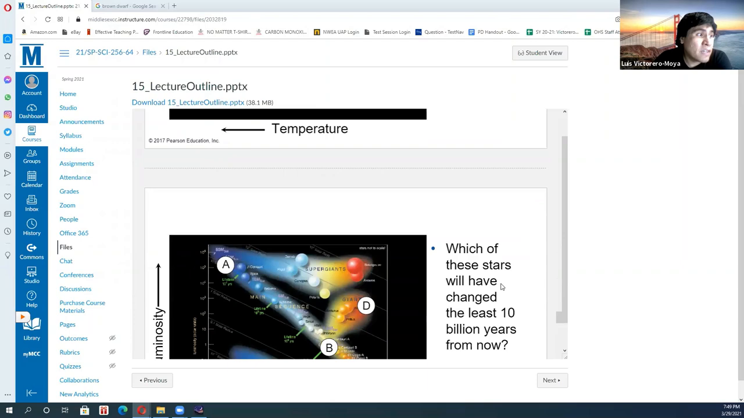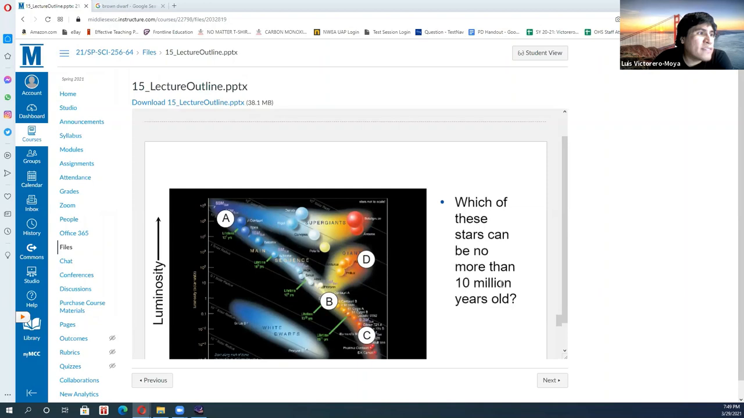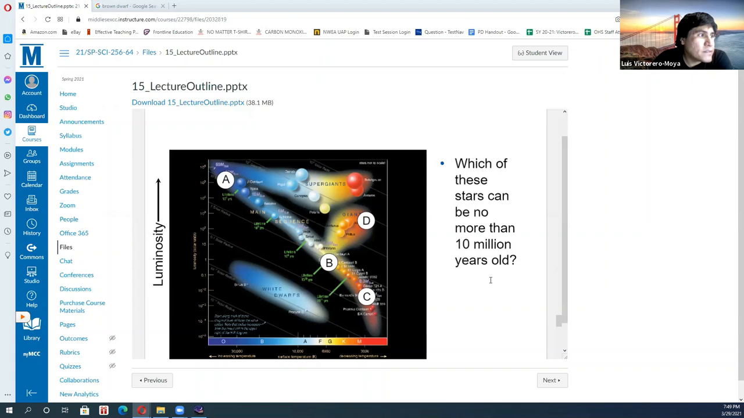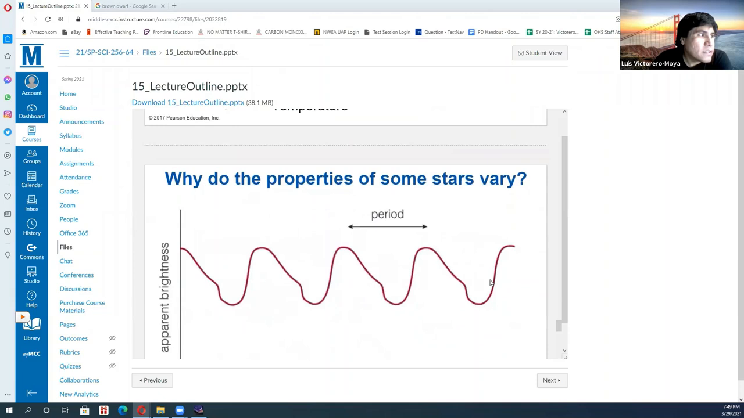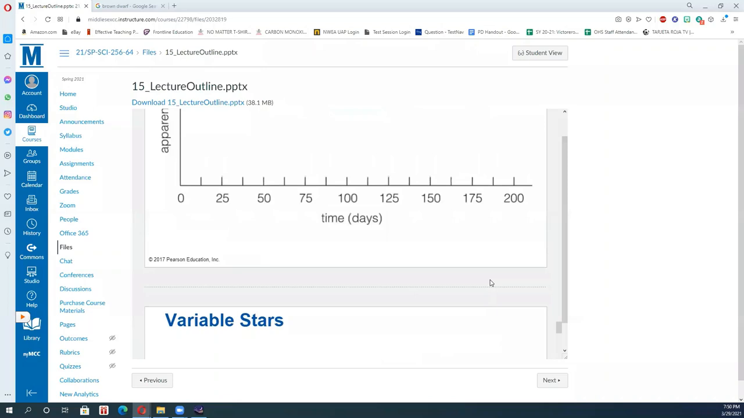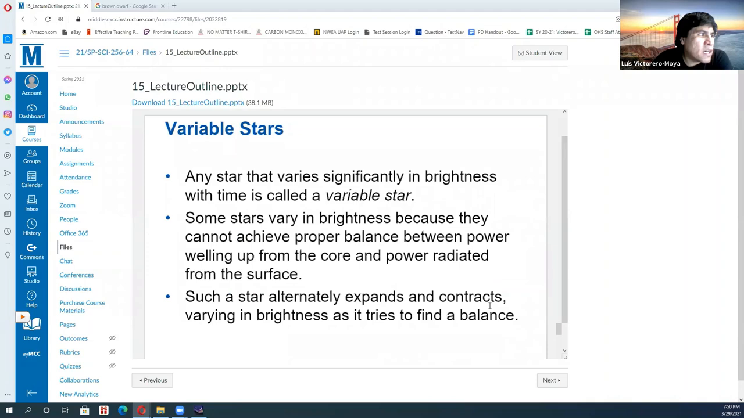Excellent. Which of these stars can be no more than 10 million years old? Is it A? Yes. Because of the lifetime. Nice. Any questions? I think I'll leave this for next class. I want to leave this for next class, the properties, and we're about to finish anyway.